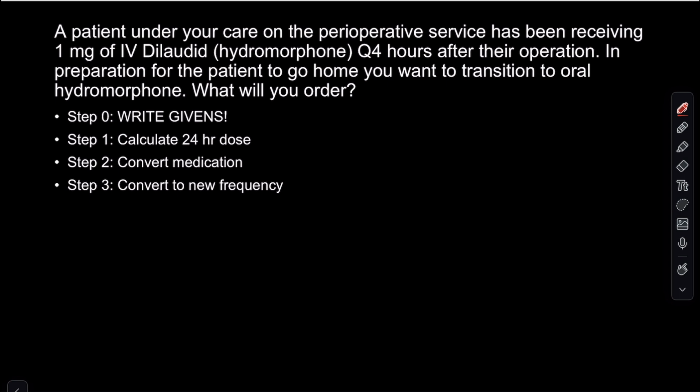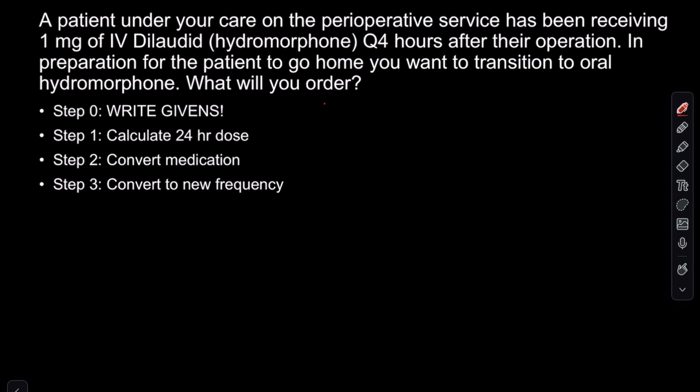So the first problem that we have is a patient is under your care in the perioperative service and has been receiving 1 milligram of Dilaudid IV, otherwise known as hydromorphone, every 4 hours after their operation. In preparation for the patient to go home, you want to transition to oral hydromorphone. What will you order?